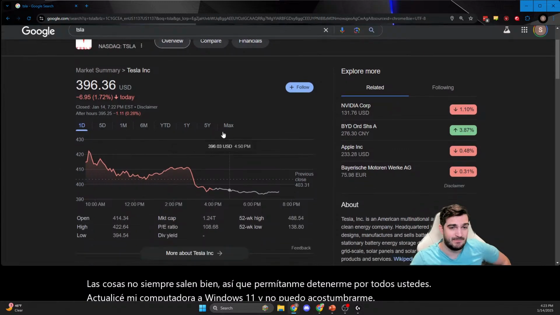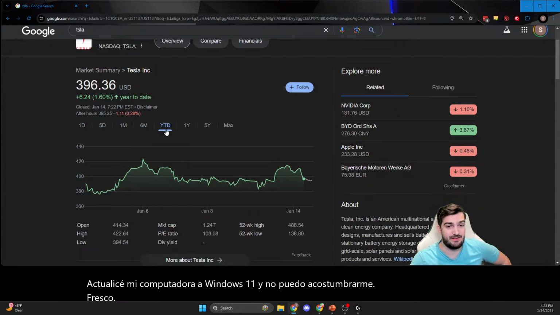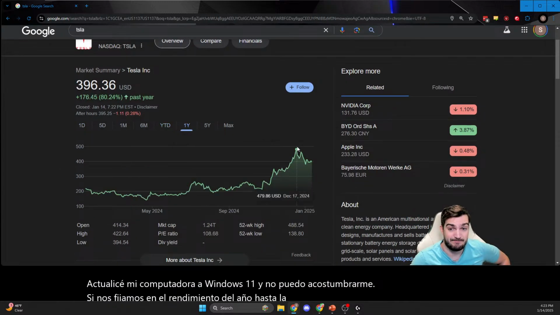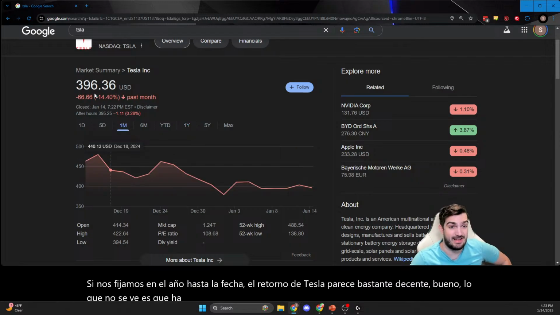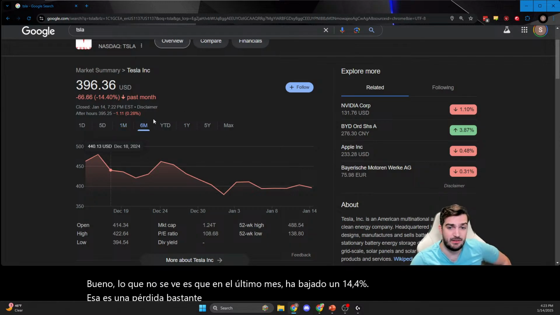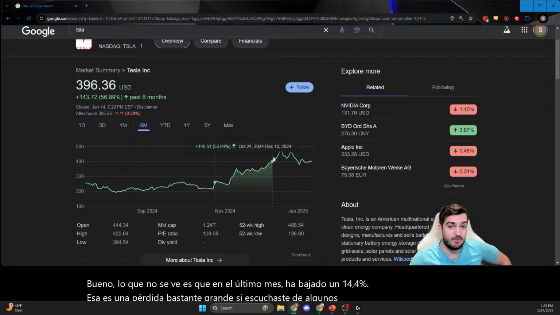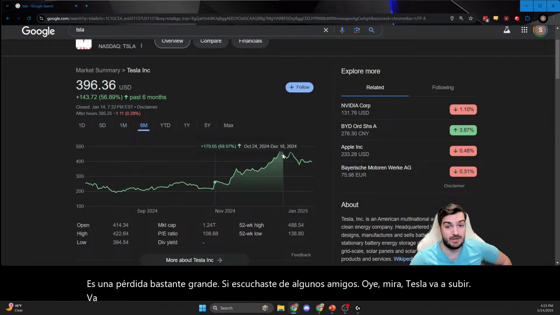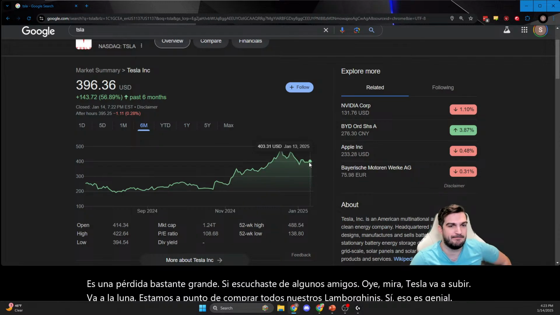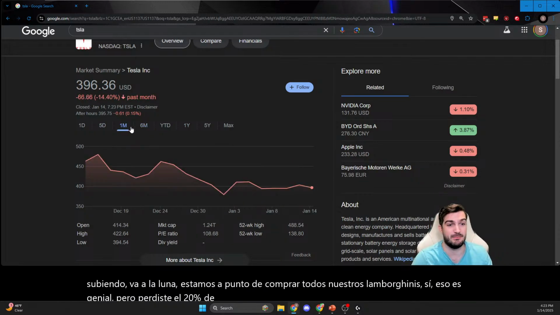Cool. If we look at the year-to-date return of Tesla, it looks pretty decent, right? Well, what you don't see is over the past month, it's down 14.4%. That's a pretty big loss. If you heard from some friends, hey, look, Tesla's going up, it's going to the moon, we're about to buy all of our Lamborghinis. Yeah, that's great, but you lost 20% of your money, or rather 15% of your money, over the past month.